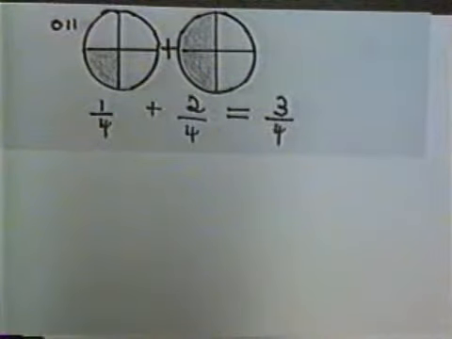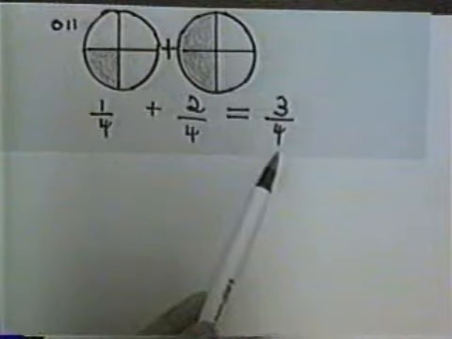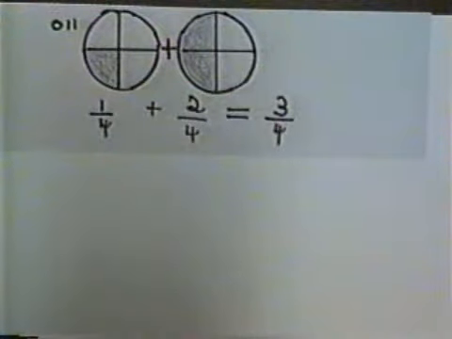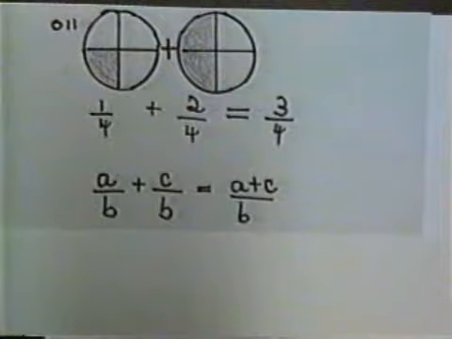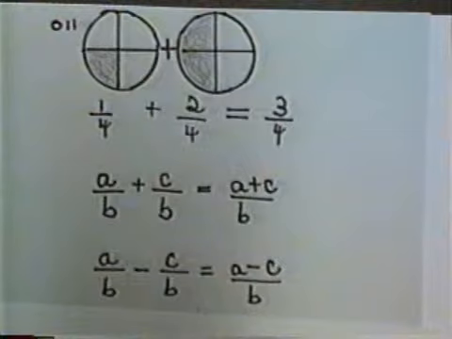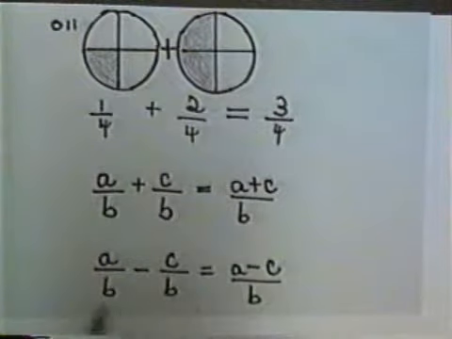If you wanted to write down a rule to tell somebody what to do, you could tell them that as long as you have the same denominator, you could just add up your numerators to get your answer. So I could say A over B plus C over B would give me A plus C over B. Or if I were subtracting, it would work the same way. A over B minus C over B would equal A minus C over B. Notice my B is my common denominator, and it has to be a number other than 0.